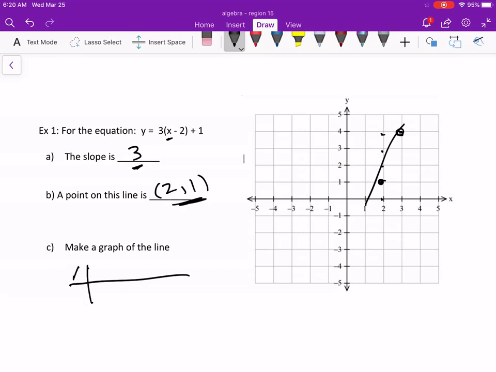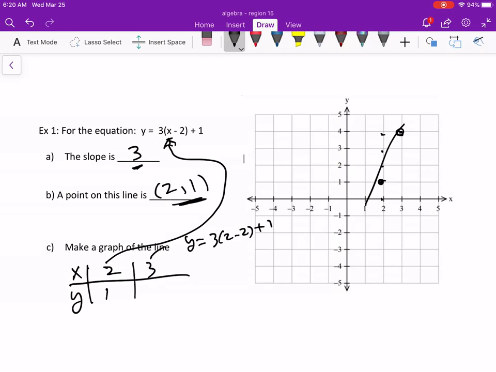Another option for making a graph is just to make a table. So we could pick some x values to use. 2 would be a perfect x value. If we plug that 2 in for x, the y value would be 3 times (2 - 2) + 1. Work that out, and we get the y value as 1. If we plugged 3 in for x, the y value would be 3 times (3 - 2) + 1, which would be 3 times 1 plus 1, which would be 4 if I did that right. And there we go.